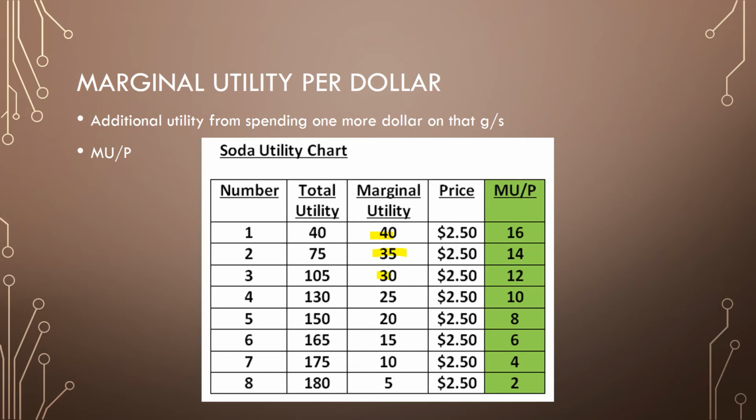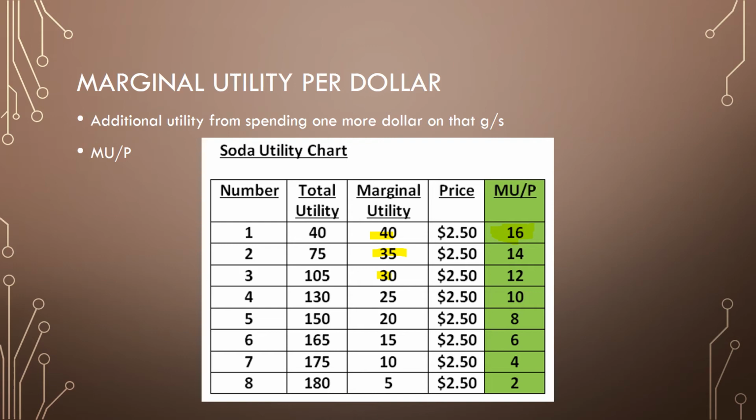Total utility is increasing, but over here, the green column, that's the one we care about here, marginal utility per dollar. The way that we're going to calculate that is very simple. It's going to be the marginal utility divided by the price. So 40 divided by $2.50, which equals 16. So 16 is this person's marginal utility per dollar for one soda.